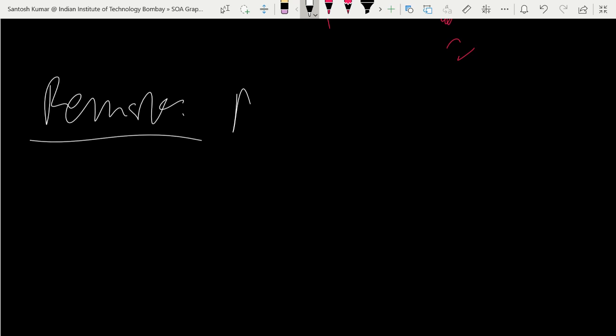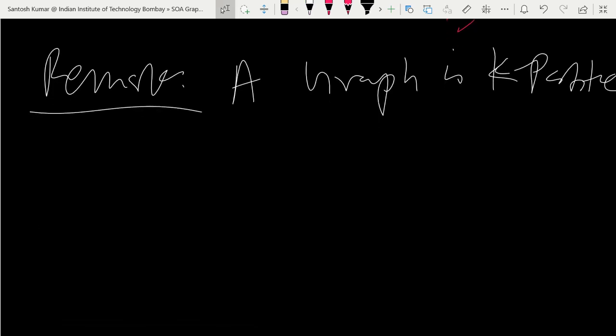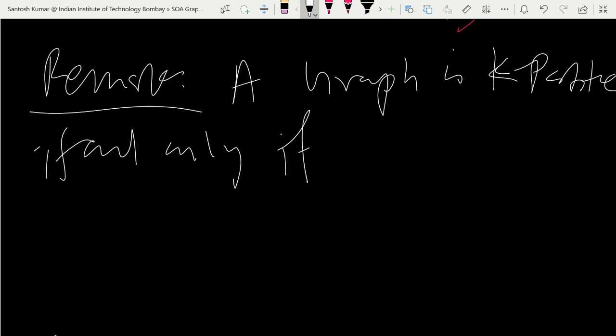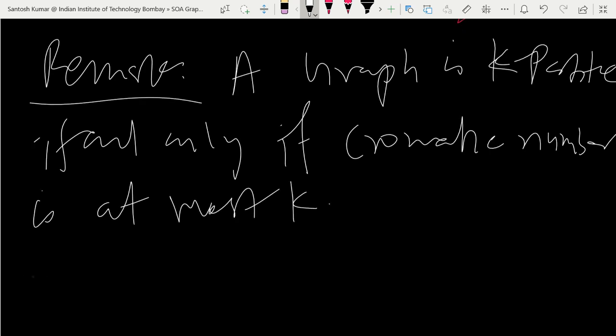So the remark is: a graph is k-partite, meaning the vertex set will be a union of k independent sets, if and only if the chromatic number is at most k.